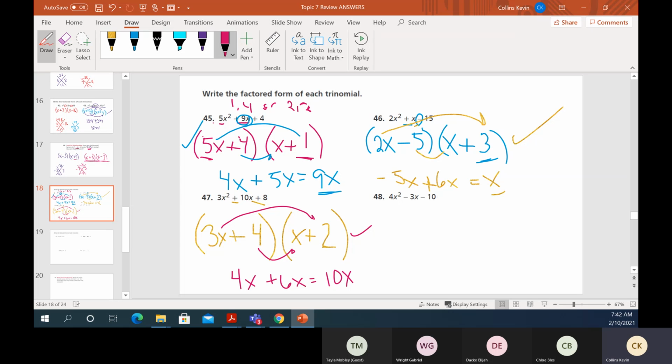All right, last one, at least for this page. All right, so this guy. Now we got two possibilities for the front here, right? Because we got 4. This could be 1 and 4, and this could be 2 and 2. So again, let's consult the middle guy on our little CSI mission here. Okay, the middle guy is a -3.